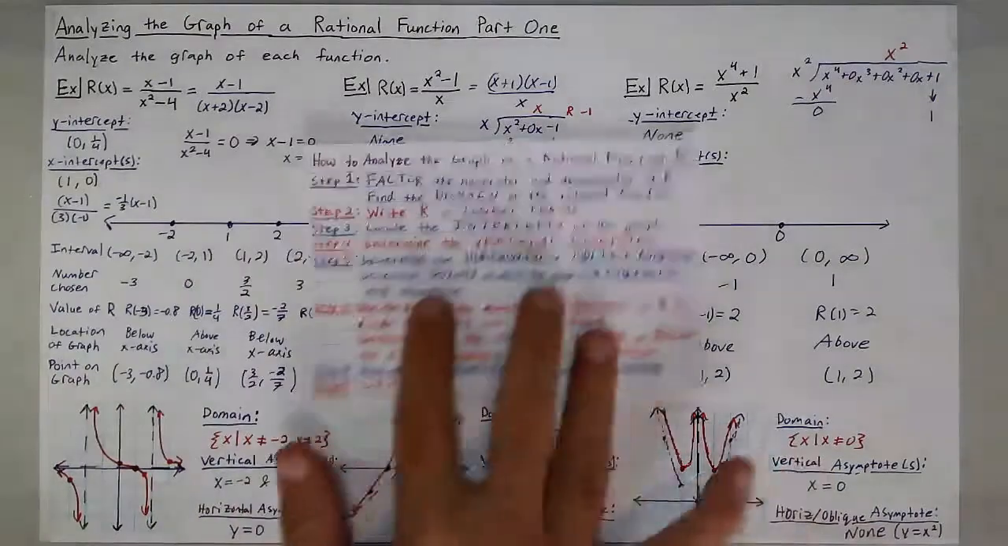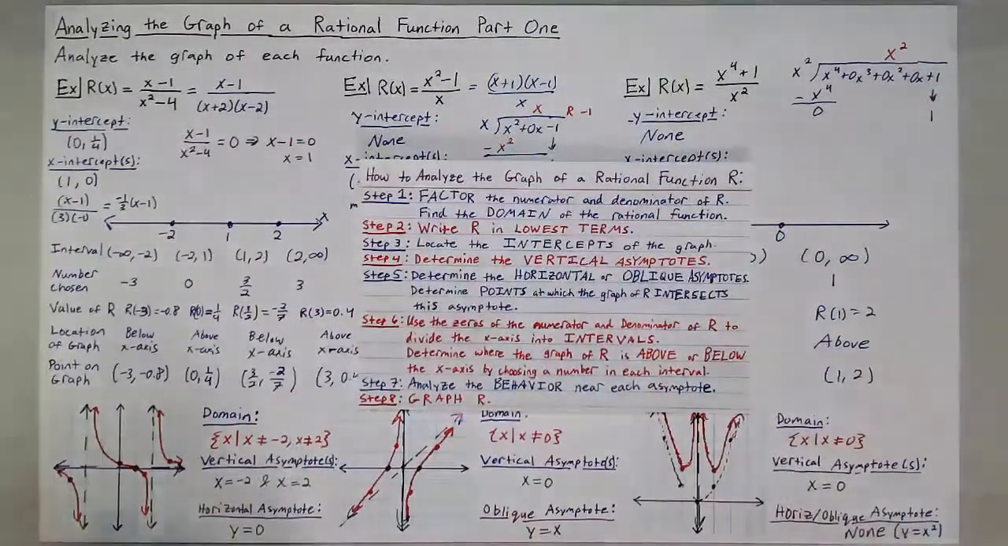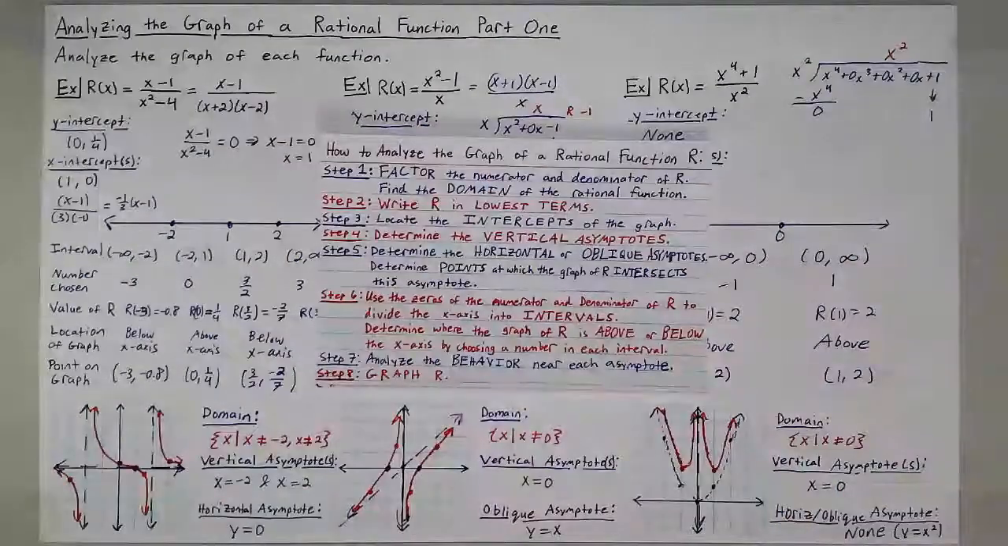Now, I know it was a lot, so take your time and please rewatch certain parts again if you need to see it broken down some more. And if you have a note card, I would write this down to keep it handy for future. So I'll see you in part 2, but that is how you analyze the graph of a rational function.